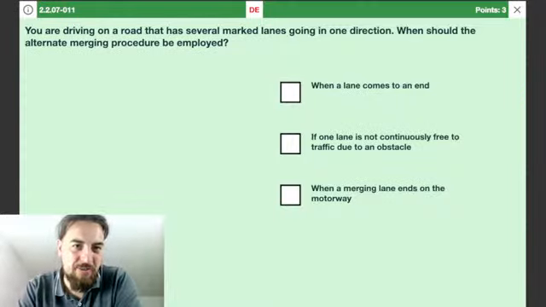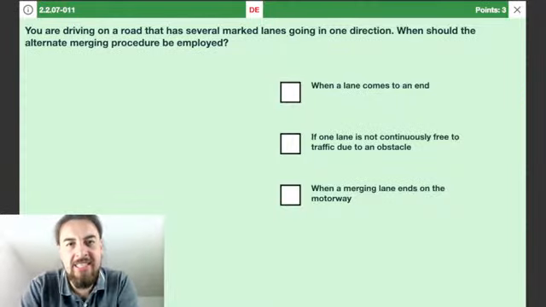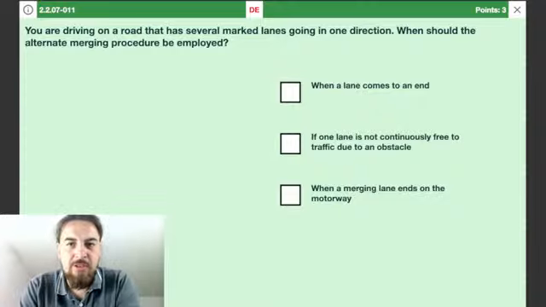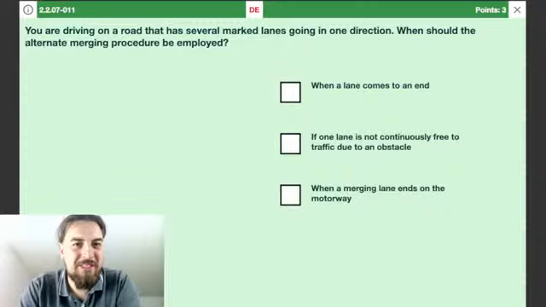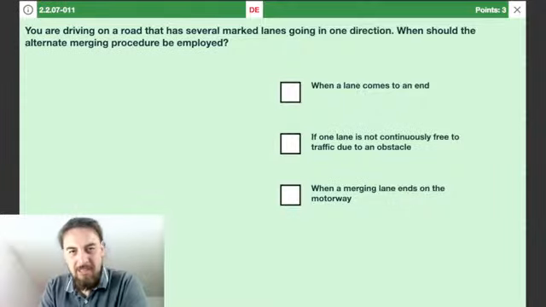All right. You are driving on a road that has several marked lanes going in one direction. When should the alternate merging procedure be employed? When a lane comes to an end, if one lane is not continuously free to traffic due to an obstacle, when a merging lane ends on the motorway. You need some knowledge for that one.